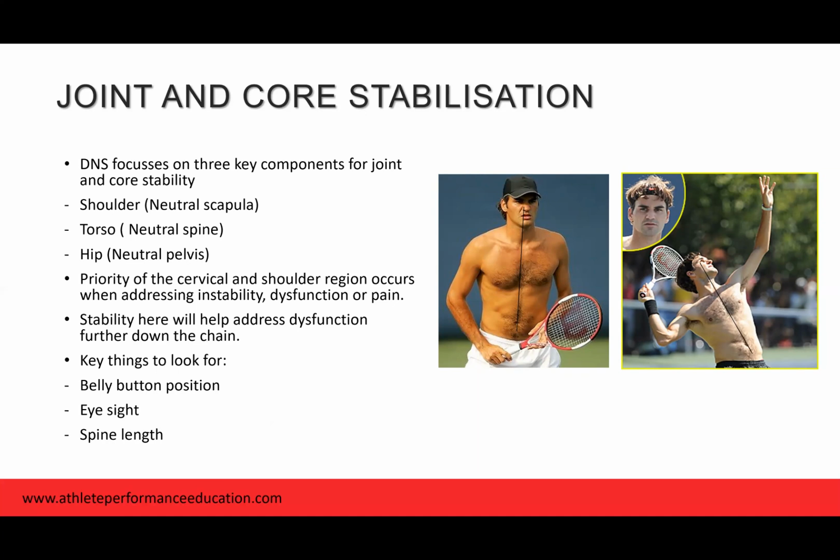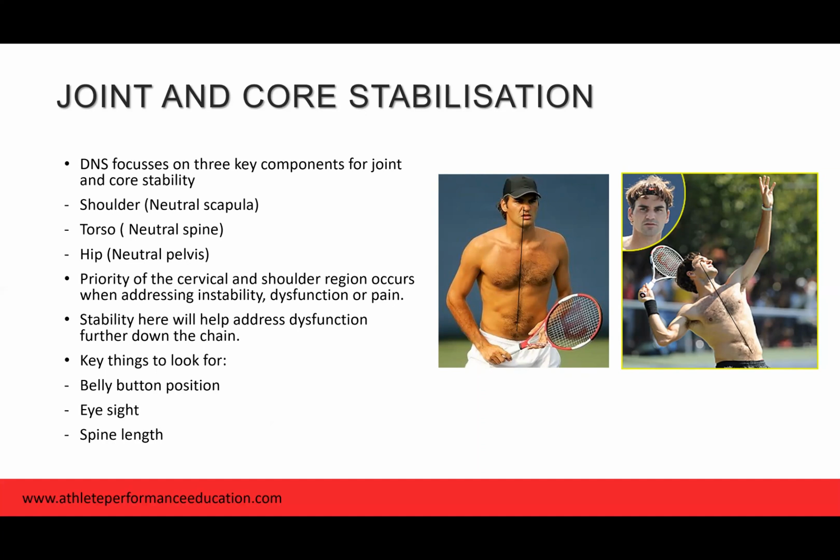Now, we want a priority of the cervical and shoulder regions when addressing instability, dysfunction, or pain. And stability here will help address dysfunction further down the chain. So the idea here is that we want to go from a top-down approach. Working on improving cervical or shoulder function will help improve anything that's dysfunctional down the chain. And this is because the nervous system, or the brain's comprehension of these tasks, starts from the top down. So it will find it easier to process cervical and shoulder information than it will torso and hip function. So we focus on that top-down approach.